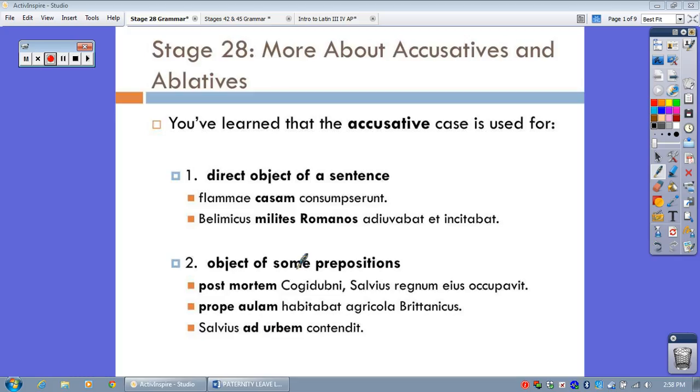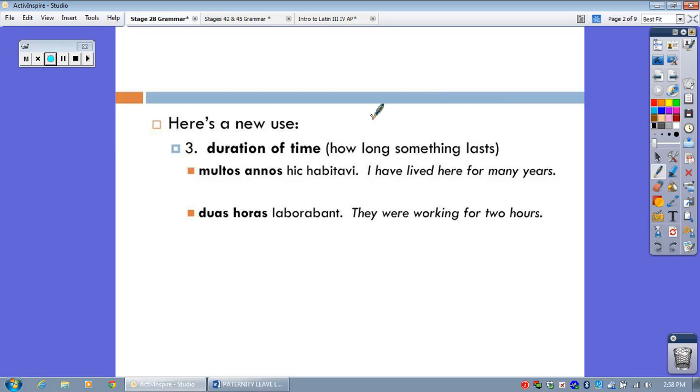So these 2 uses of the accusative case you've seen since Latin 1, and by that I mean last year. Now, moving on, here is a brand new use of the accusative case. It's called the accusative of duration of time, and it simply tells you how long an action lasts or how long something lasts. So anytime you see words that deal with time and they are in the accusative case, they're telling you the duration of a certain action.